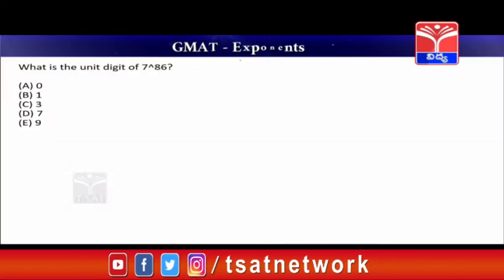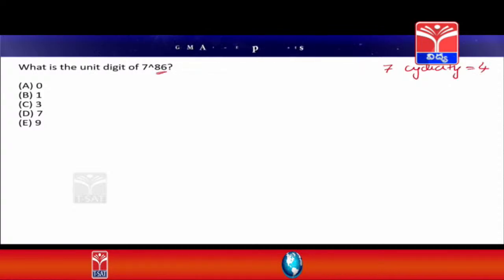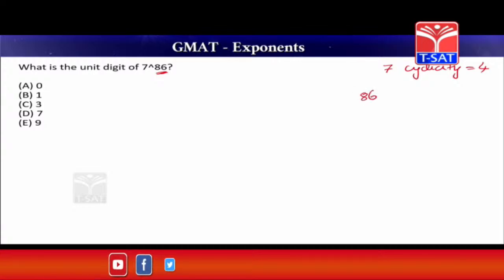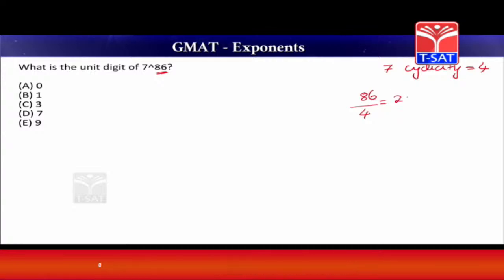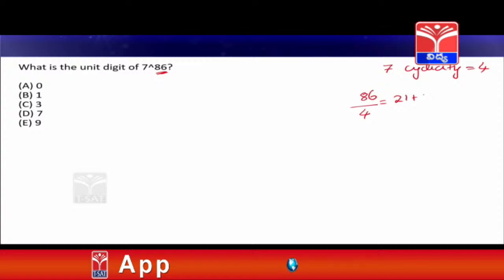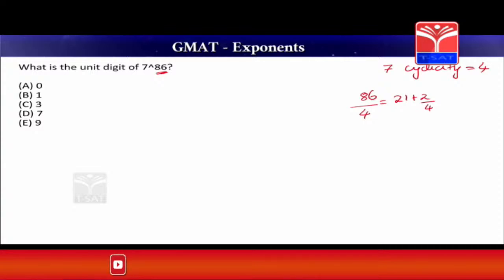Let's begin with the next question. What is the unit digit of 7 raised to 86? We know that 7 has a cyclicity of 4. So what you have to do is look at the power, 86, divided by 4. So you will have 4 21s are 84, plus a remainder of 2, divided by 4.